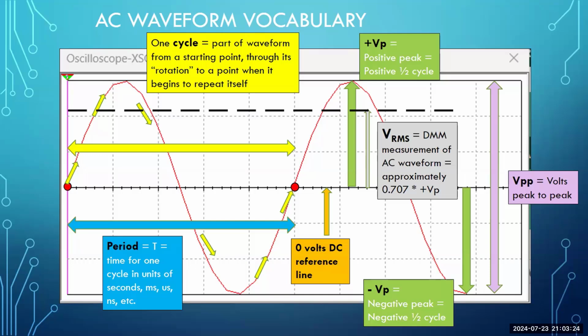And when the waveform comes all the way back up to the 0 volts DC reference line and does this one time, this is called a cycle. So if you look at the big yellow arrow, and then look at the description in the yellow box.